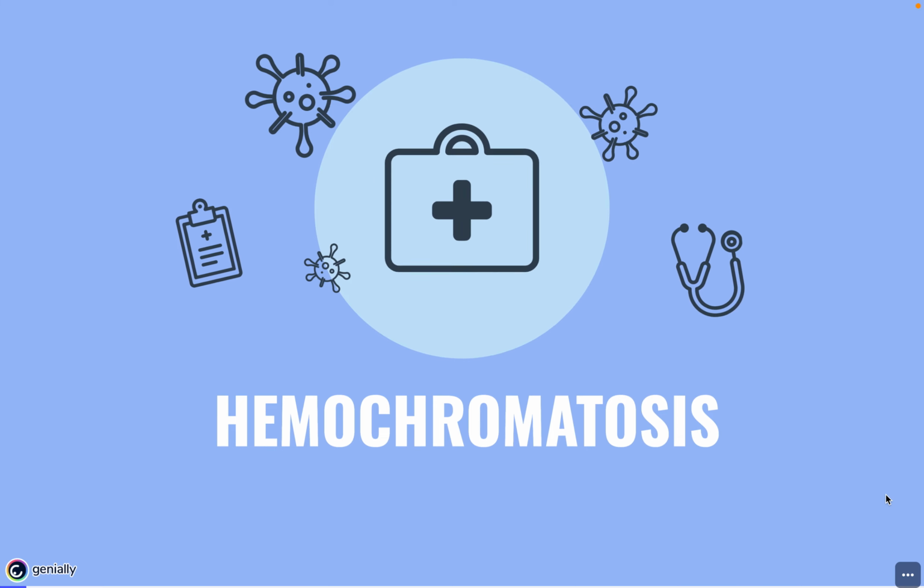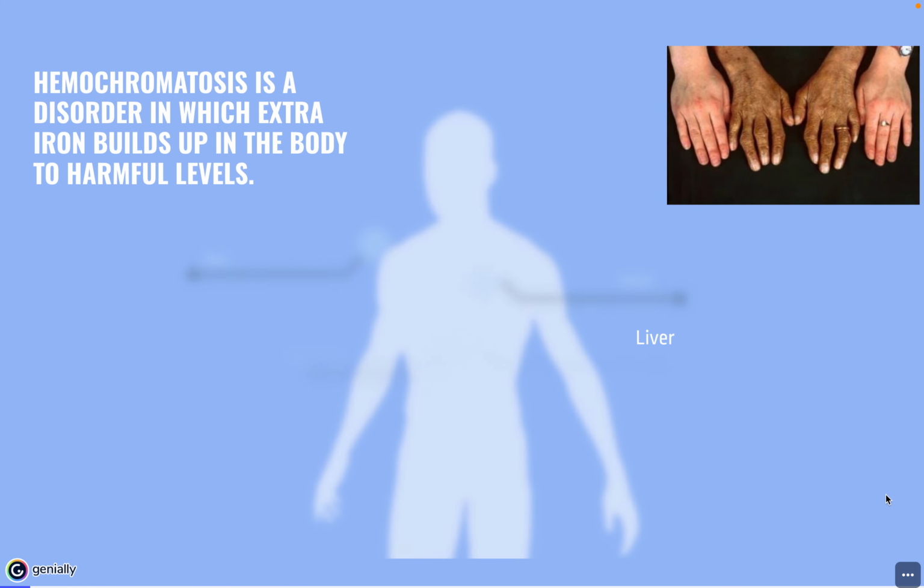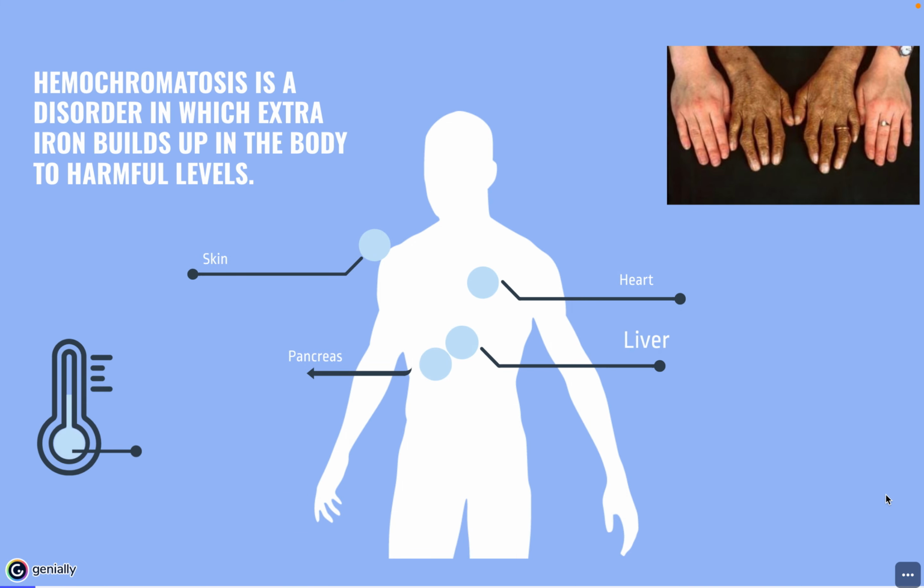Hemochromatosis. Hemochromatosis is a disorder in which extra iron builds up in the body to harmful levels. This buildup can affect the skin by changing it to a more bronze color. It can also affect the heart, the pancreas, and more notably, the liver. When left untreated, it could potentially lead to diabetes, heart problems, liver damage, and even liver cancer.